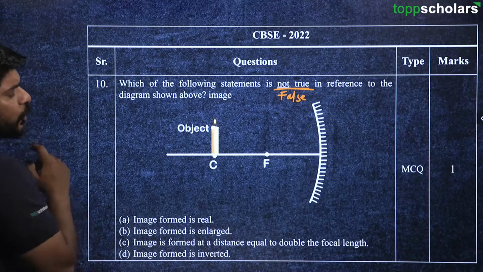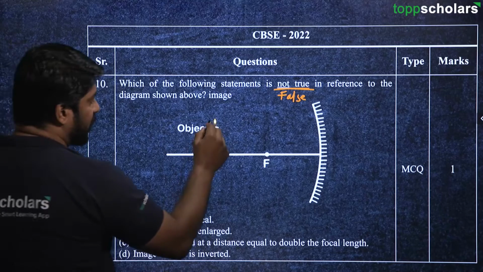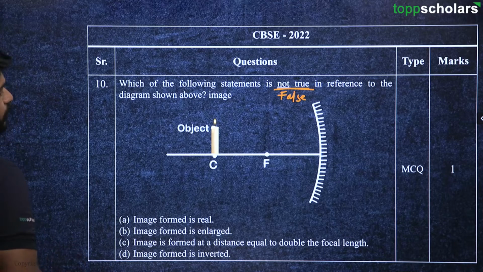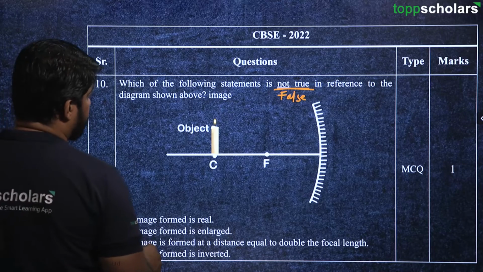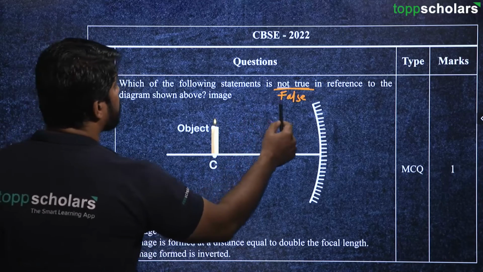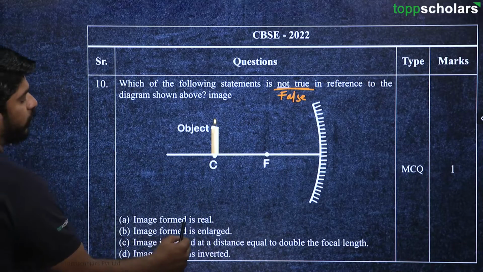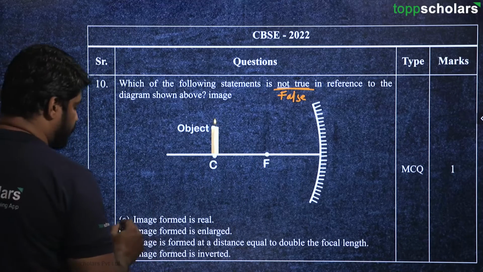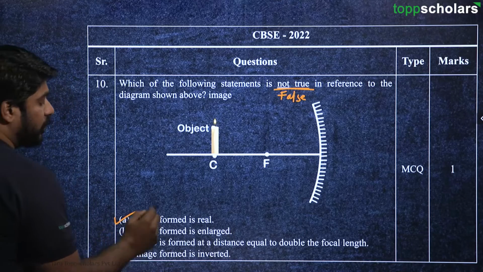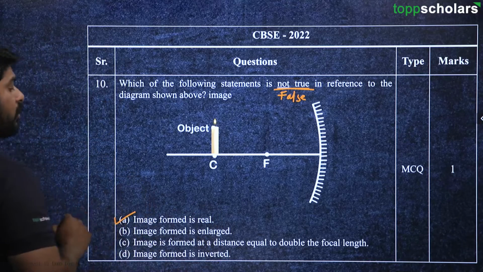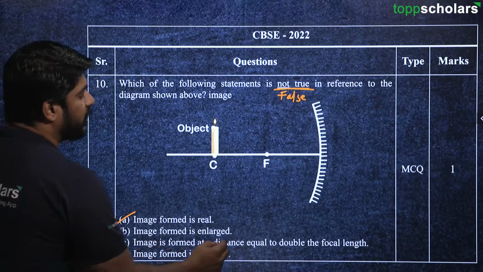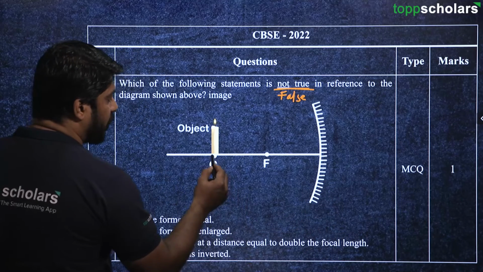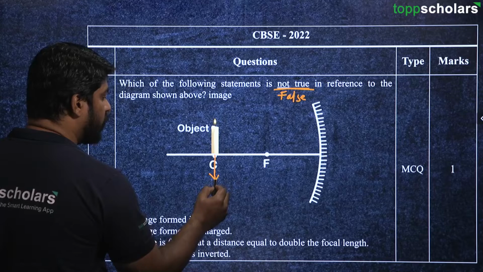So as we can see, it's a concave mirror and the object is placed where? It is placed at the center of curvature. Okay, so what will happen in this case? So first, we are talking about the statement that is false. So image formed is real. So definitely we know in this case the image formed is real itself. Okay, so this is going to be correct. Then image formed is enlarged. Okay, then image is formed at a distance equal to double the focal length. That means it is formed here. The image is formed here.